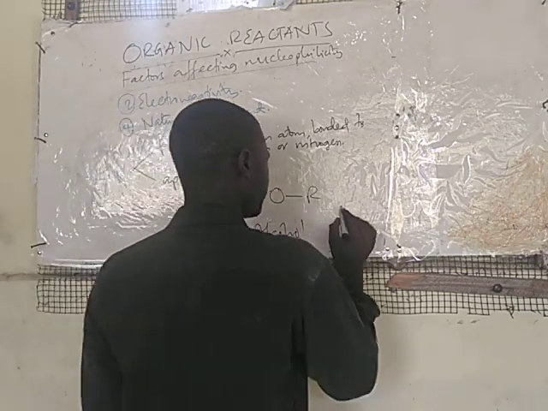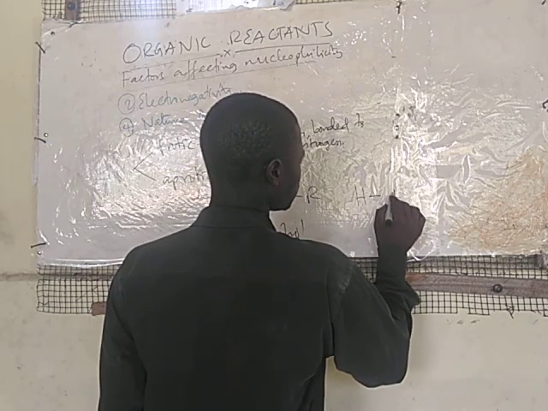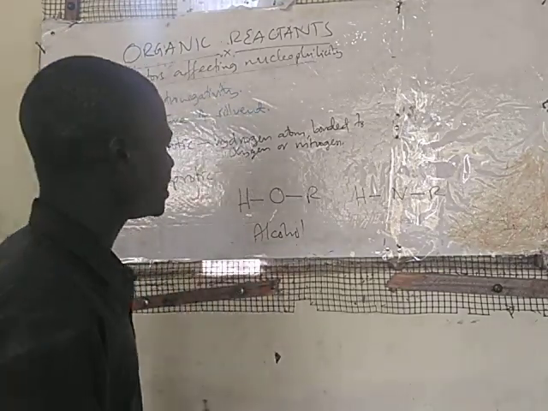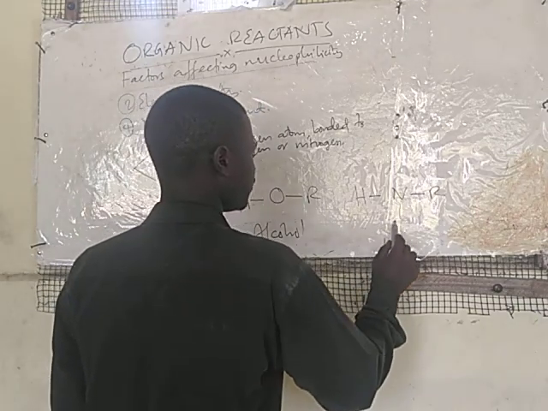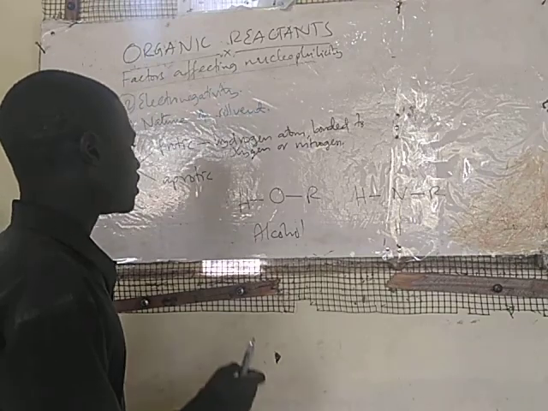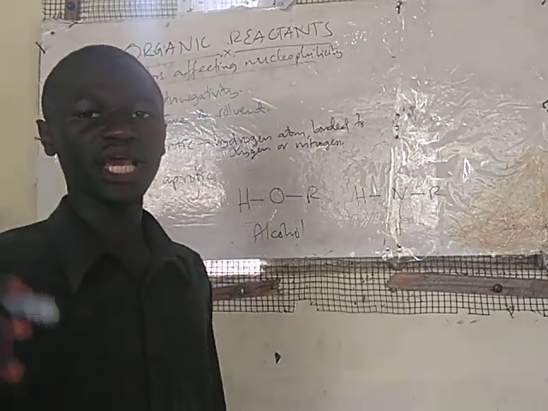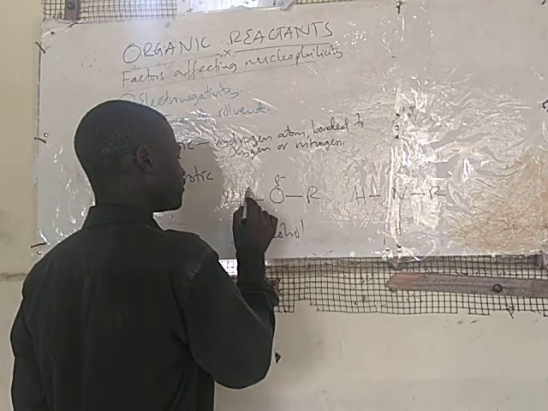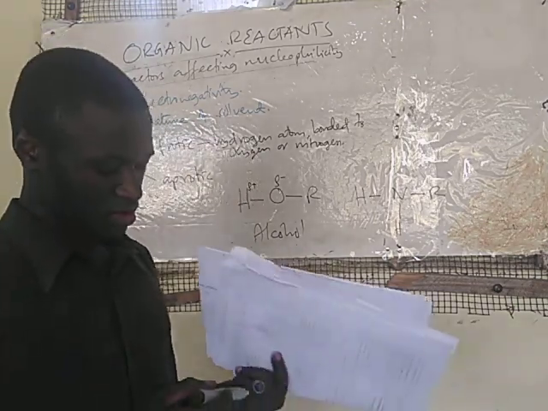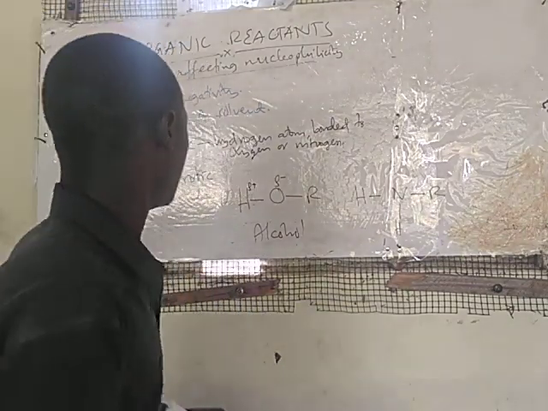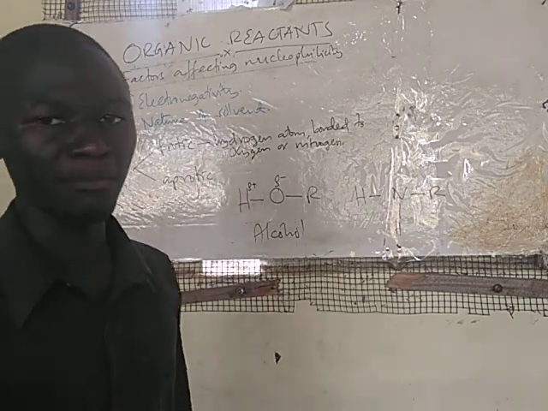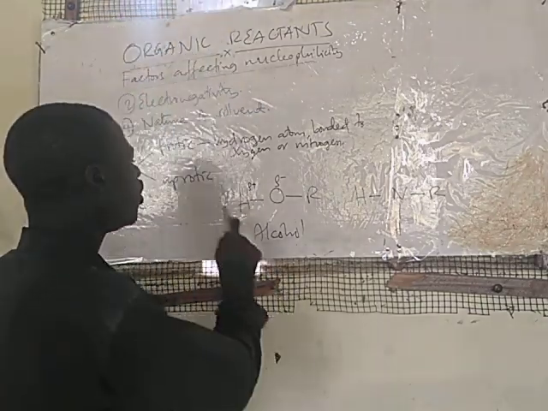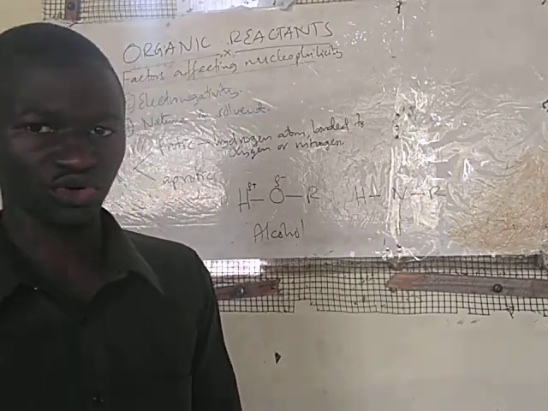Or sometimes we have hydrogen bonded to nitrogen, then R. What we are saying here is that oxygen is more electronegative than hydrogen. So oxygen will attract electrons and will form a partial negative, while hydrogen will form a partial positive. This forms a polar bond containing a dipole moment, pulling electrons towards the more electronegative atom, which is oxygen.